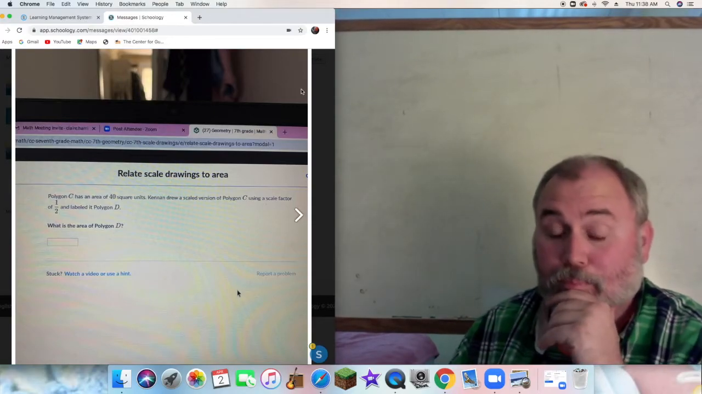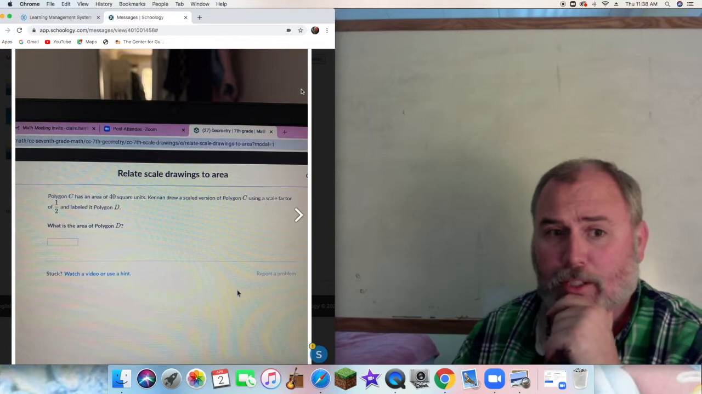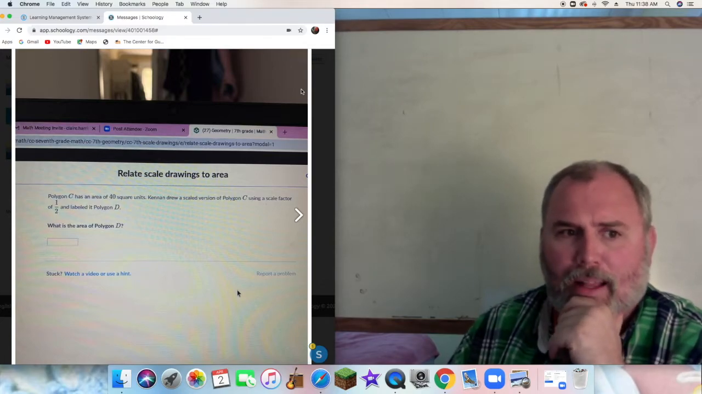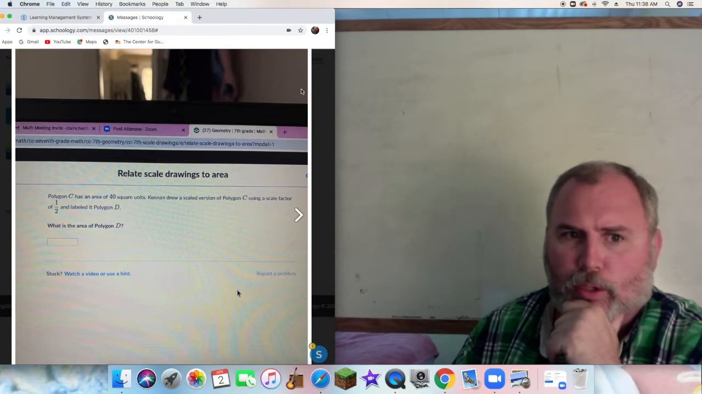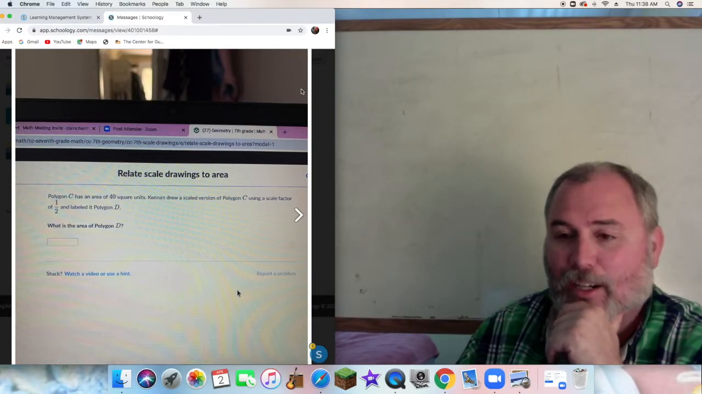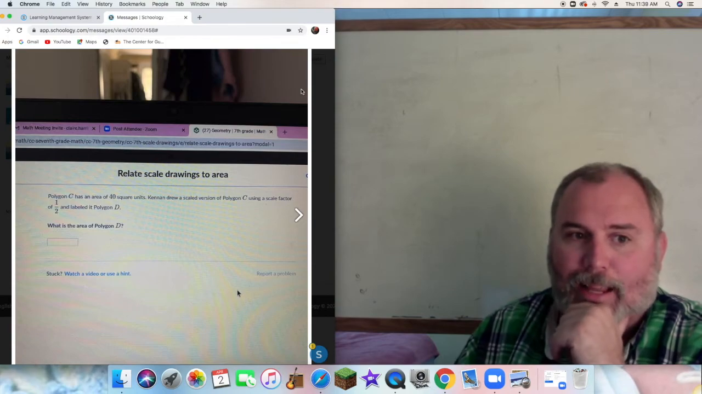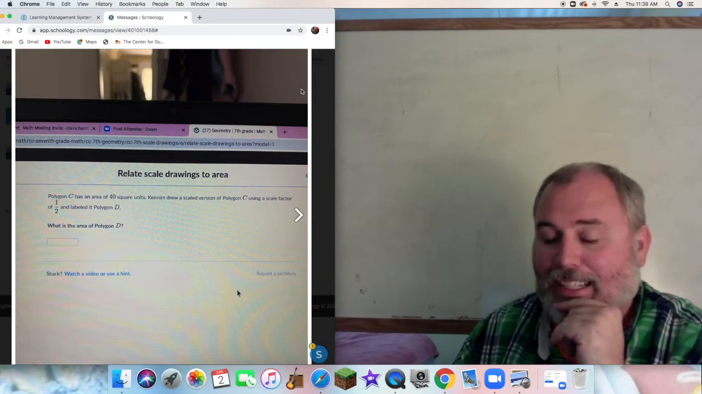All right, so I'm going to try to get straight to the point. It says polygon C has an area of 40 square units, and Keenan draws a scaled version of C using a scale factor of 1/2 and labeled it D. What is the area of polygon D?